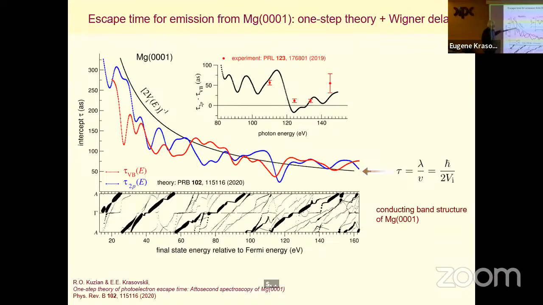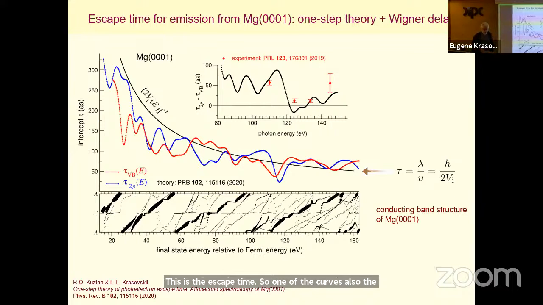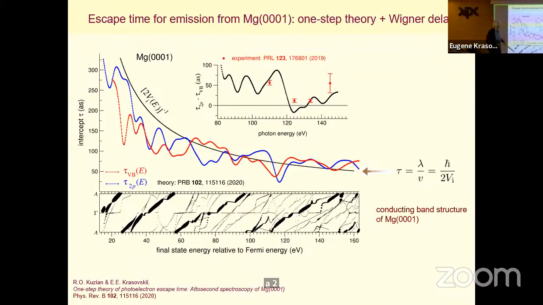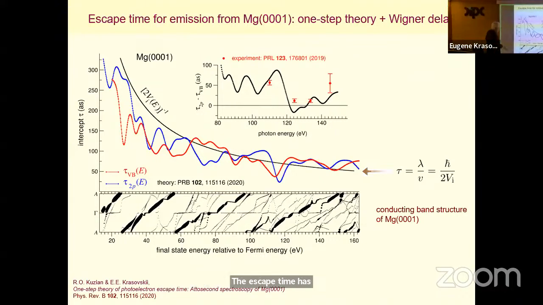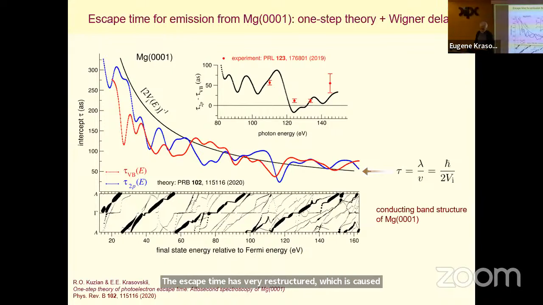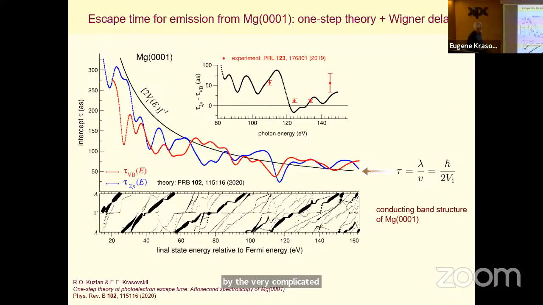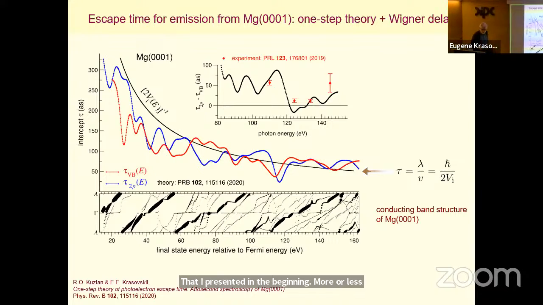So this is the escape time. The blue curve is the average escape time from the semi-core to the pi band, and the red one is from the valence band. Depending on the energy, the escape time has a very rich structure, which is caused by the very complicated structure of the final states. But qualitatively, on average, this black curve, which is just the qualitative theory that I presented in the beginning, more or less reflects the reality.